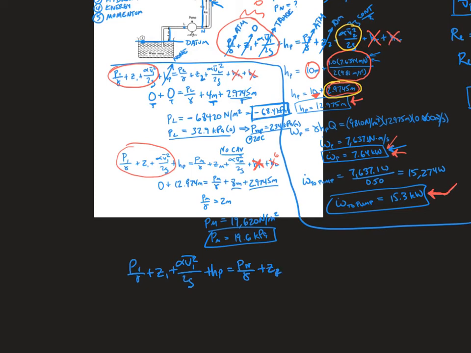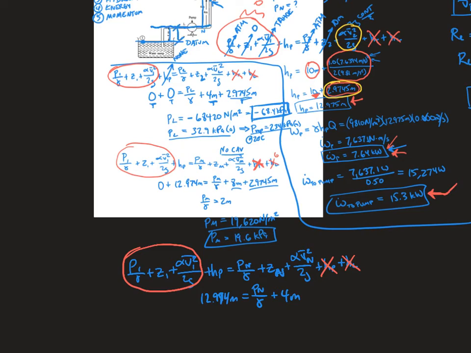I like to believe no, but there was something to be seen. Okay, Vn squared on 2g plus Hp plus HL. Okay, again, between 1 and N, there's no pump, there's no head loss. Okay, again, this thing, because I keep using the same point with the same datum, is 0. The pump has the same number, 12.974 meters. Okay, Pn on gamma plus Z of N is 4 meters. Okay, because we can see right here it's 4 meters up.